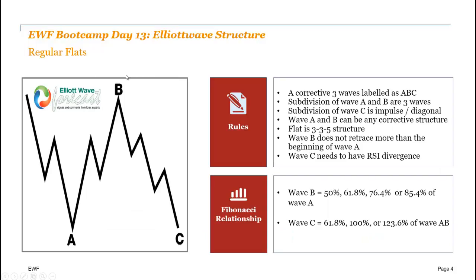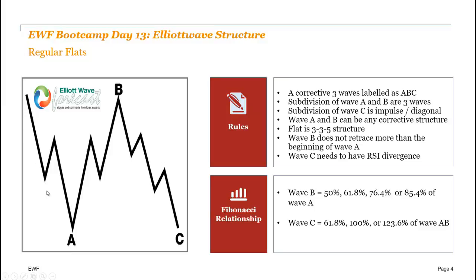So let's take a look here. Regular flats, for example, this is a corrective 3 waves labeled as an ABC. Subdivision of wave A and wave B is in 3 waves here. You can see 3 and 3. And then the subdivision of the C will be in the impulse or diagonal. And with A and B, these 3 waves here can be any corrective structure.